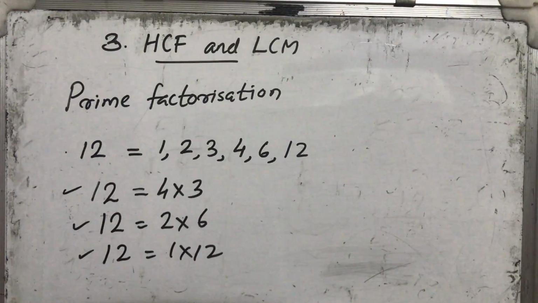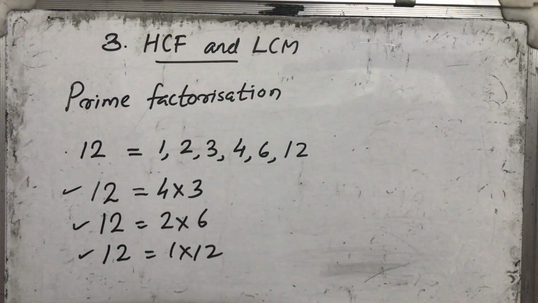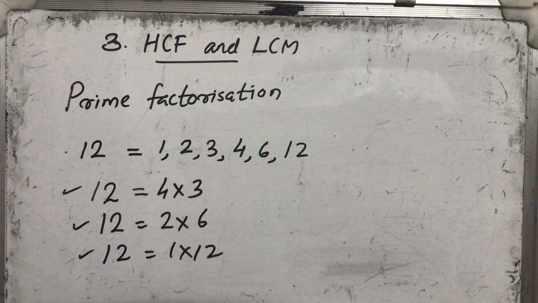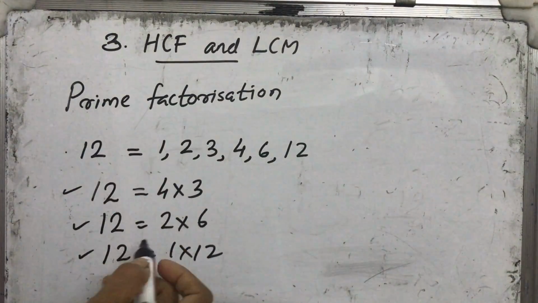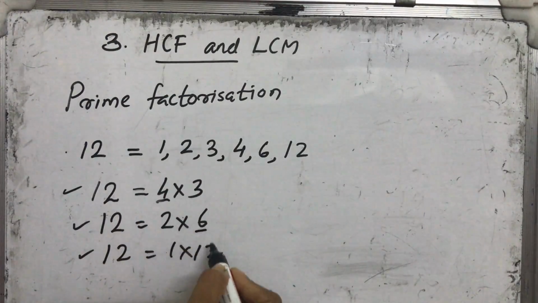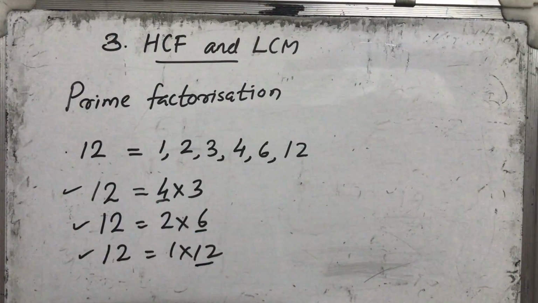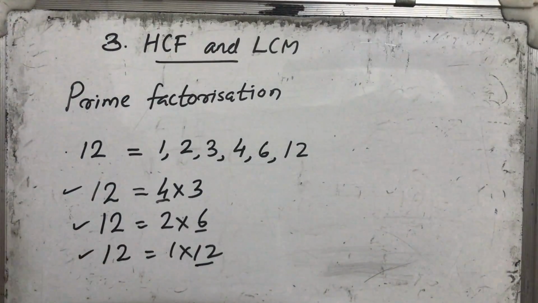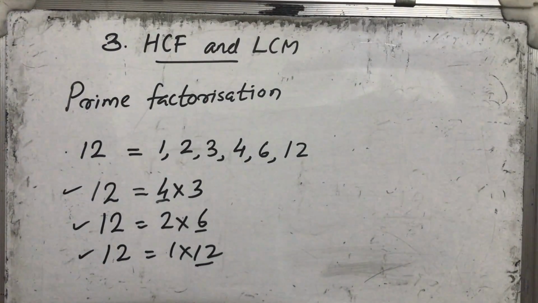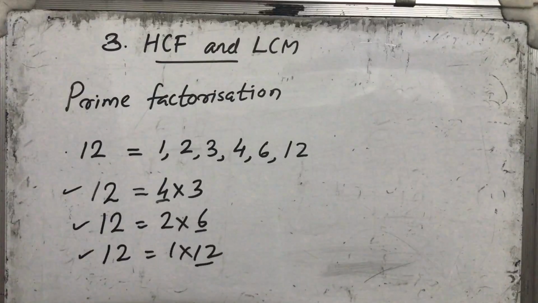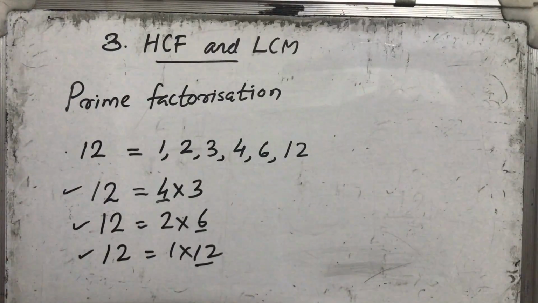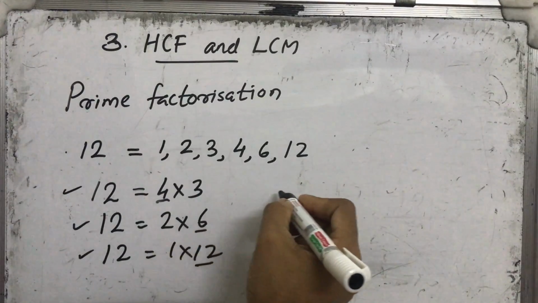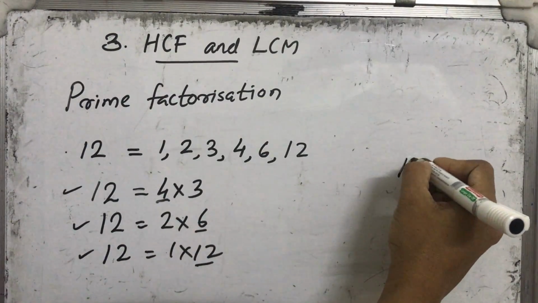Prime numbers we know. What is meant by prime numbers? The numbers which have only two factors are called prime numbers. But in these factorizations there are composite numbers also. So these are only factorizations. But prime factorization means how we can express that number as a product of its prime factors. For that we can find the prime factorization of 12 in this way.